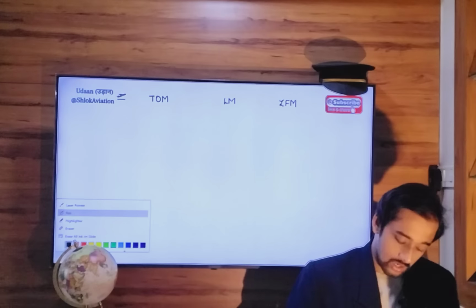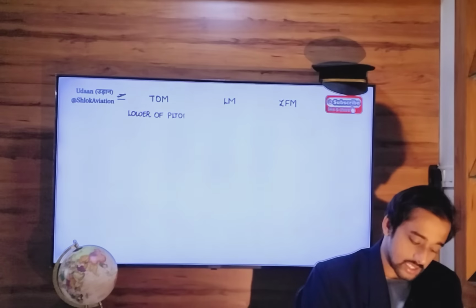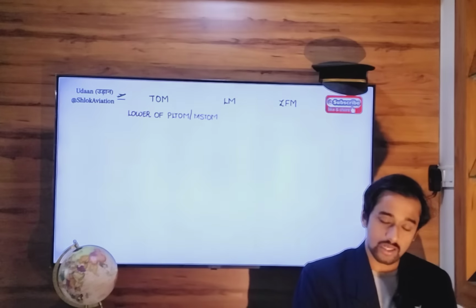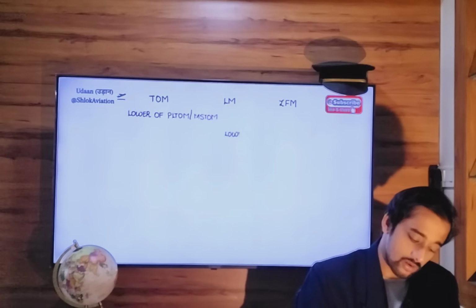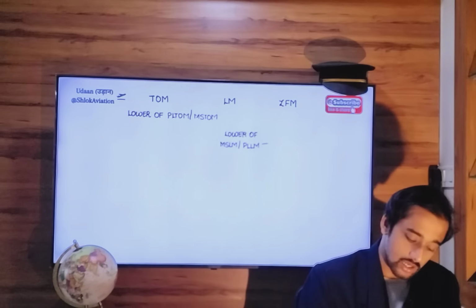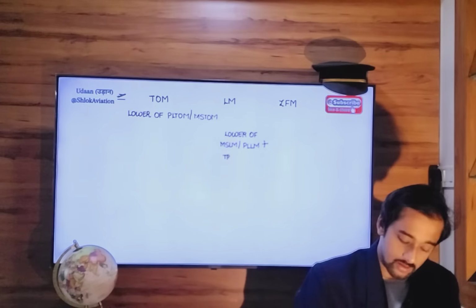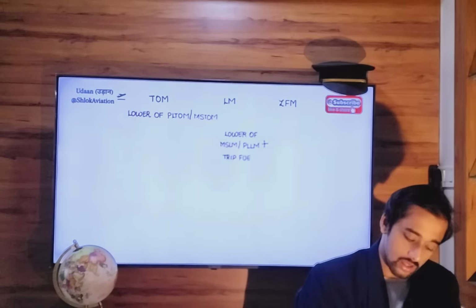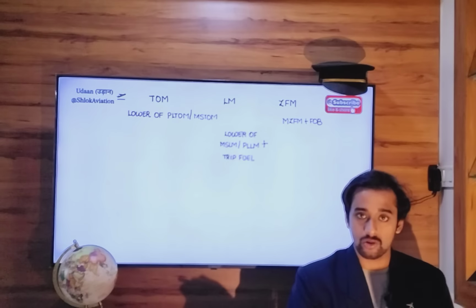In the takeoff mass column, you are going to choose a value which is the lower of performance limited takeoff mass and maximum structural takeoff mass. In the landing mass column, a value which is the lower of maximum structural landing mass and performance limited landing mass. To that, you are going to add trip fuel. In the zero fuel mass column, you are going to write the formula zero fuel mass plus fuel on board or takeoff fuel.